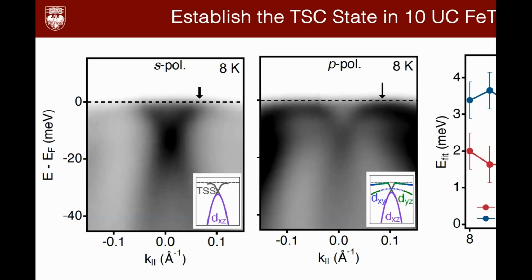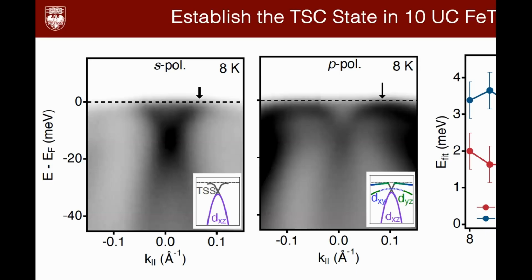The first thing we would like to do is establish the topological superconducting state in our 10 unit cell thick FeTe0.93Se0.07 film. This is a thin film grown on strontium titanate, which has a slightly larger lattice constant than bulk iron chalcogenides. For this material, we use laser-based angle-resolved photoemission spectroscopy. We can use polarization control to highlight different bands, based on the so-called matrix element effect in photoemission studies.